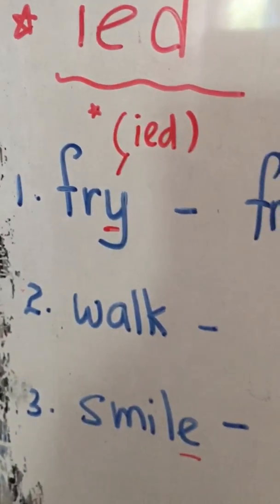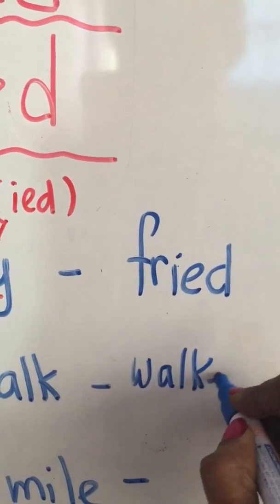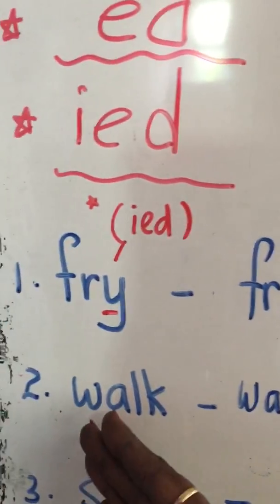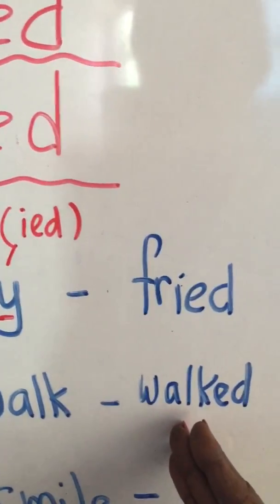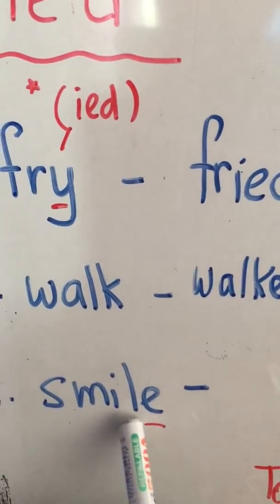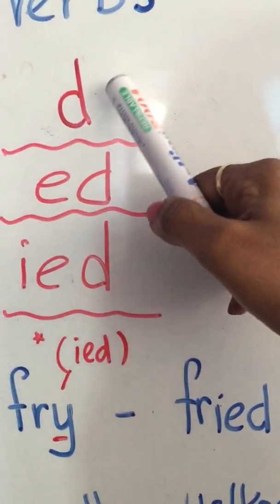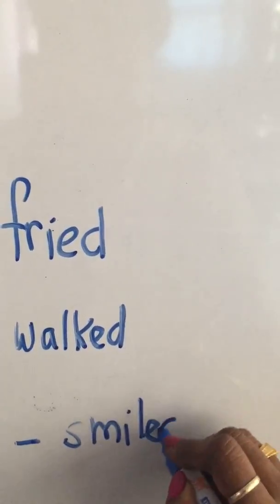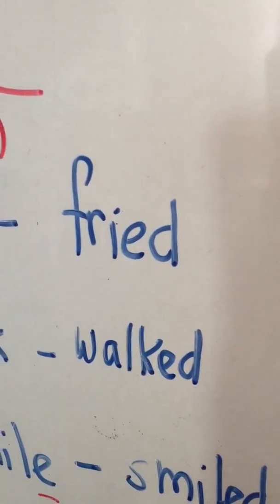Now look at the word walk. Walk changes by adding ed in the past. So walk is a verb. When you use this verb for the past tense, it changes to walked, ed. Now look at this, smile. Take note, smile ends with an e. When a verb ends with an e, you only have to add a d. Just add a D. So these are called regular verbs.